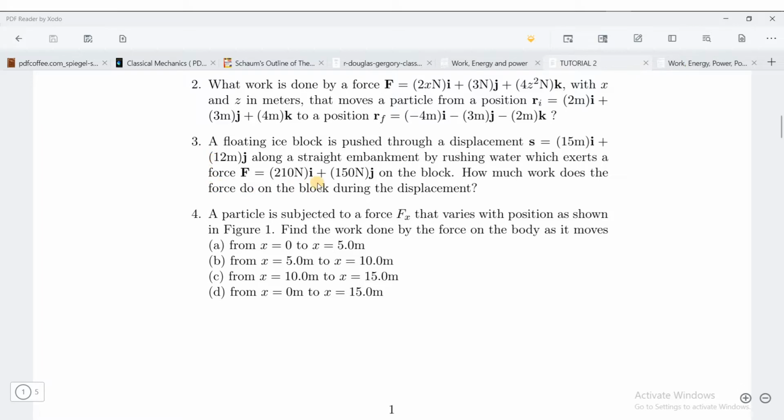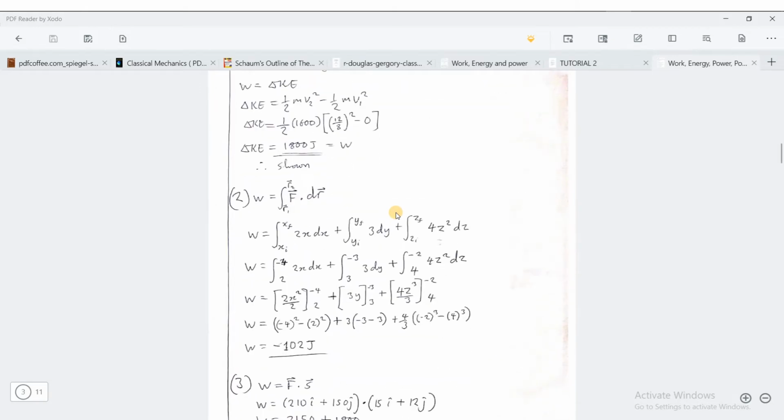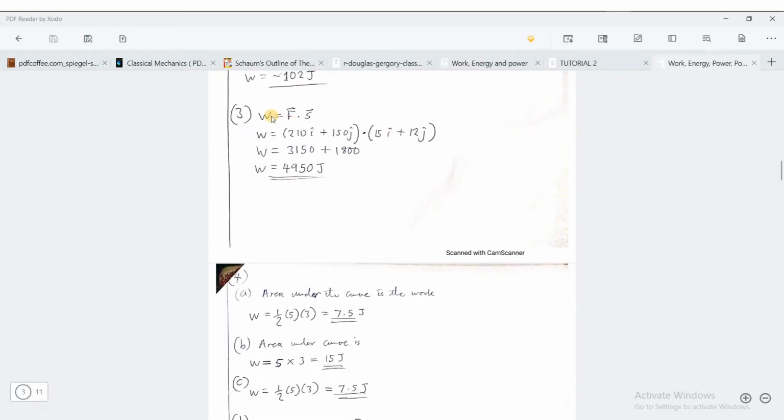So this is question 3 here. Let's see how it was solved. Alright, as you can see here, question 3 has been solved. Work done is just F dot S. Our F is 210I plus 150J dot 15I plus 12J. So taking the dot product, we say 210 times 15, we get this value here, and then 150 times 12, we get this value, and then we add, we get our work as it is here, 4950 joules.